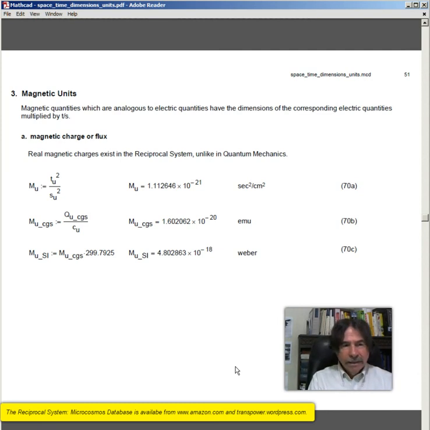Okay, now we come to magnetic units. We'll start this and then we'll end part one. Magnetic quantities, which are analogous to electric quantities, have the dimensions of the corresponding electric quantities multiplied by 2 or less. That makes for a major simplification in physical theory. Magnetic charges exist in the reciprocal system, unlike in quantum mechanics. And here we have it. A natural unit of magnetic charge is 4.802863 times 10 to the minus 18th electron. There it is.